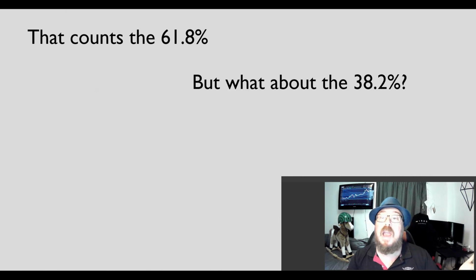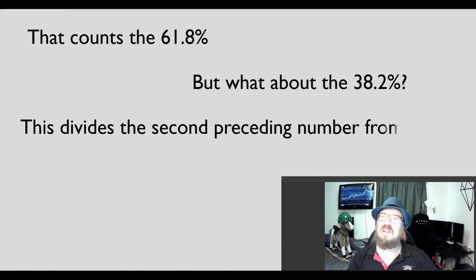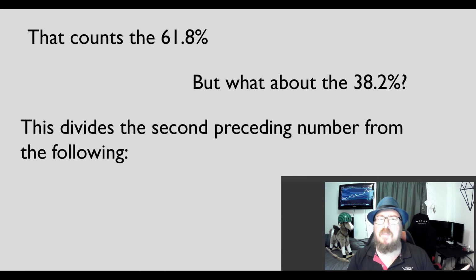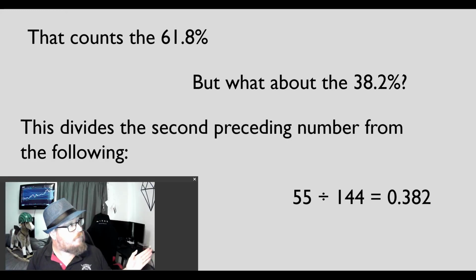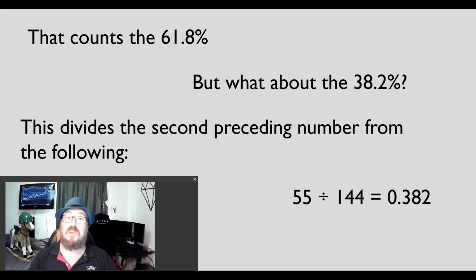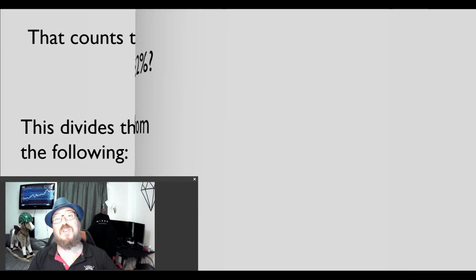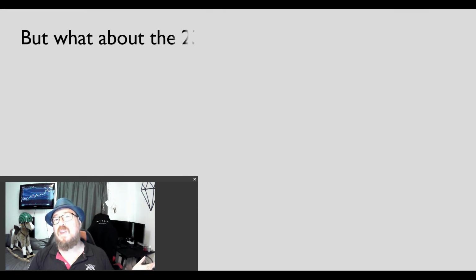Well, it's the same idea, but for the 38.2%, instead of taking the first preceding number, we take the second preceding number. Yeah, it's a little more complex, but not by much. And this gives us 55 divided by 144, which is going to equal the 38.2%. Well, that covers the 61.8 and the 38.2, but what about the next one? Is it pretty obvious now?